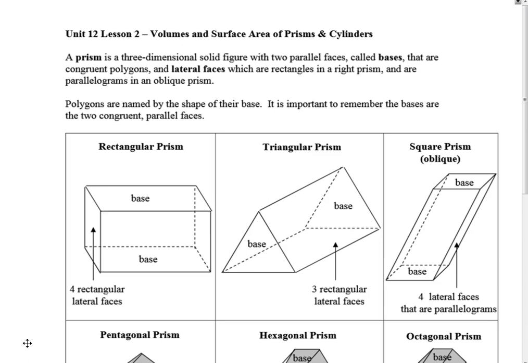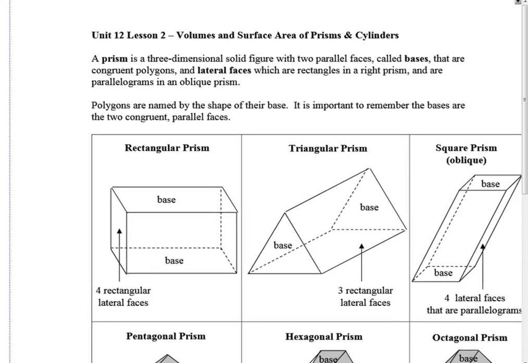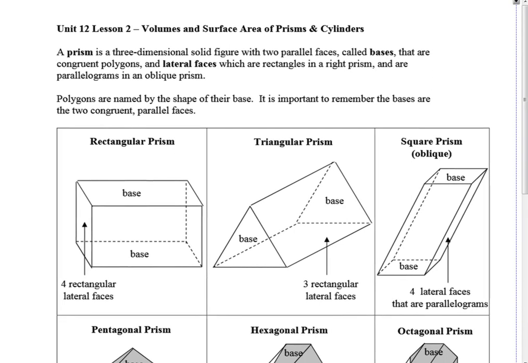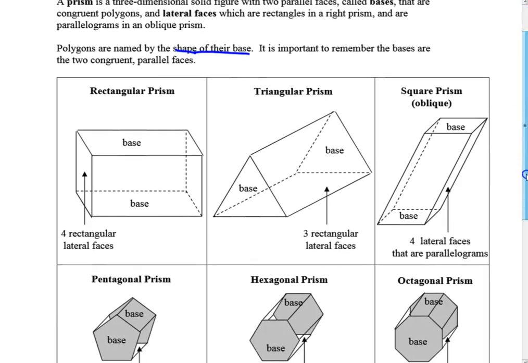So, just reading here, a prism is a three-dimensional solid figure with two parallel faces called bases that are congruent polygons, and lateral faces which are rectangles in a right prism and are parallelograms in an oblique prism. So prisms are named by the shape of their base. We'll keep that in mind as we go through here, and they're congruent and parallel.